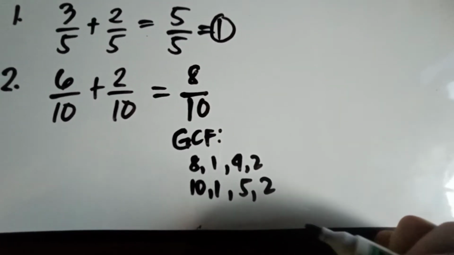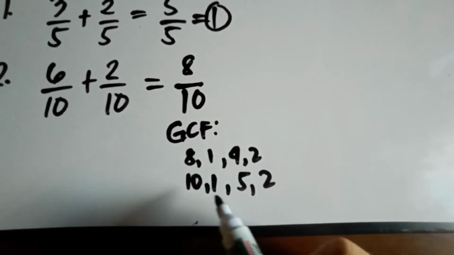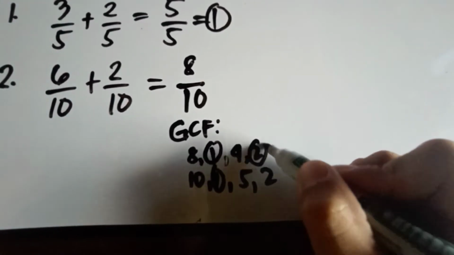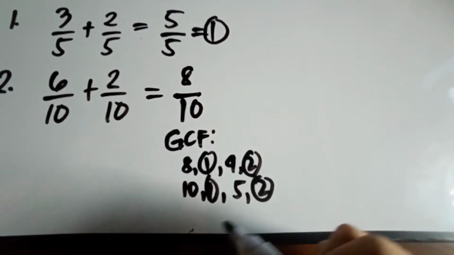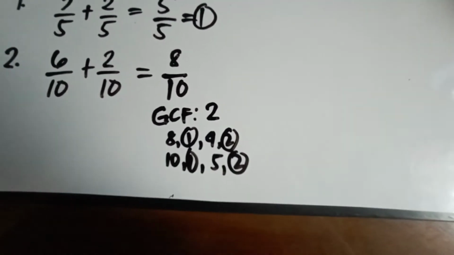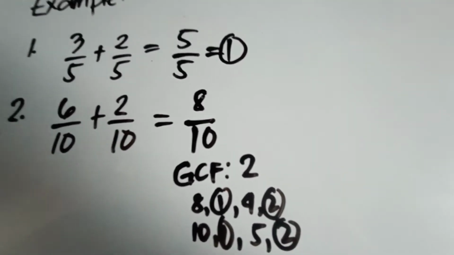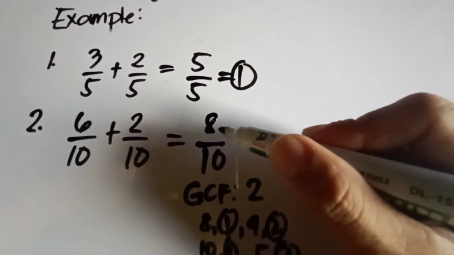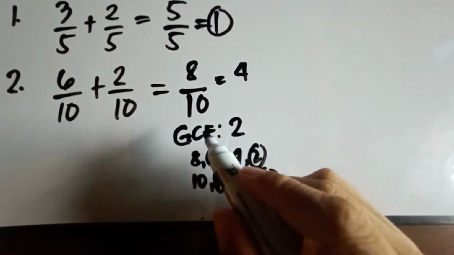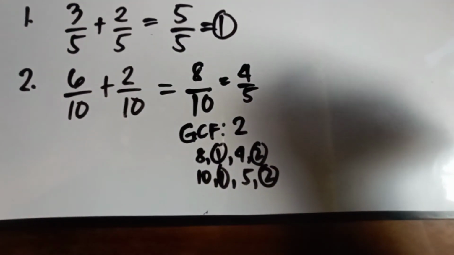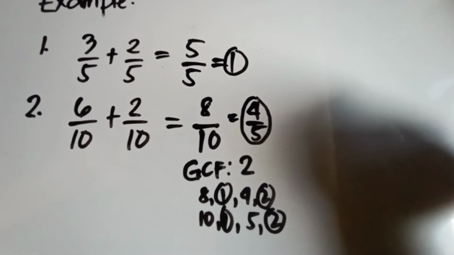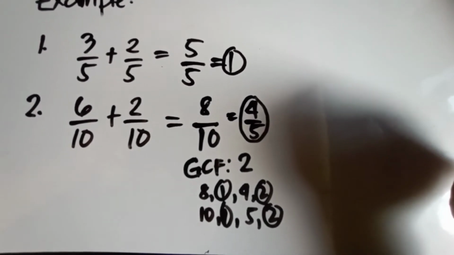Based on the list of factors that we have here, 1 and 2 are common factors. Now, from the common factors, we are going to select the greatest common factor, which is 2. So the GCF of 8 and 10 is 2. Therefore, we are going to divide both the numerator and the denominator by 2. So 8 divided by 2 is equal to 4, and 10 divided by 2 is equal to 5. So 4/5 is the final answer. It's the sum or total of 6/10 and 2/10.